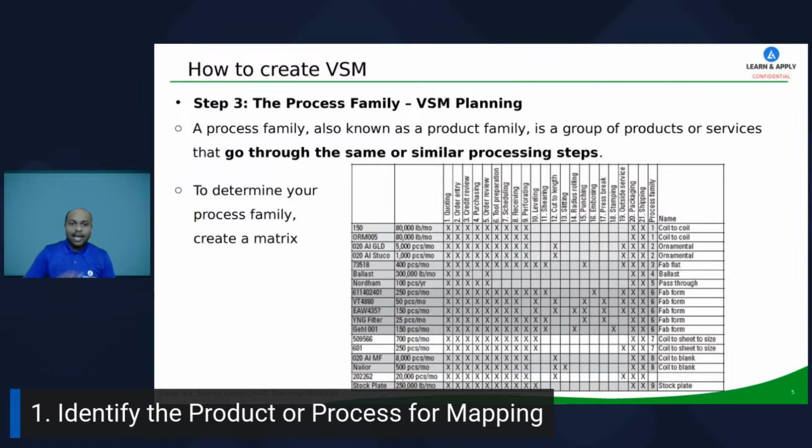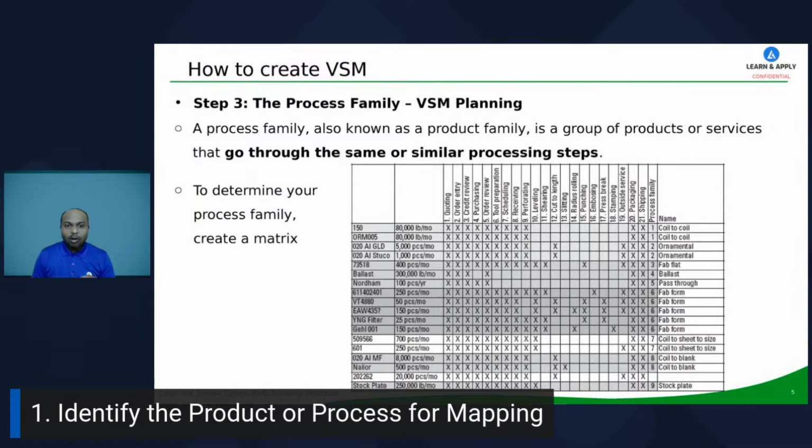At the top first row, you can see that all the processes are mentioned. When a product is undergoing a particular process, we are going to mark that as X. That means this product is going through this process. Similarly, we need to conduct this exercise for all these products, all the services that we are going to provide, for all the operations or processes through which they are going.